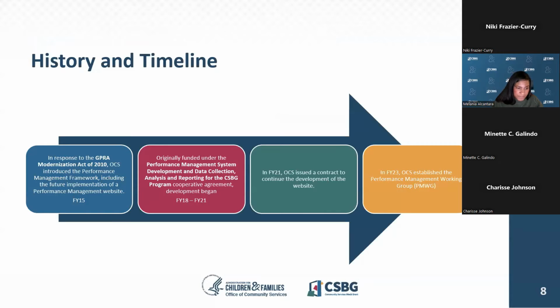In fiscal year 2015, OCS began meeting with the CSBG network to introduce the Performance Management Framework. This was in response to the GPRA Modernization Act of 2010 and included the CSBG State Plan, the annual report, accountability measures, organizational standards, ROMA Next Gen, and the future implementation of the CSBG Performance Management website.